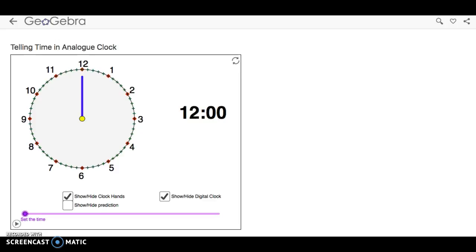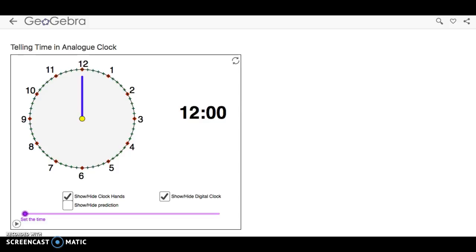Now, in the past, we learned that the big hand is the minute hand and that the small hand is the hour hand. If you remember learning about the different hands on the clock, please give me a thumbs up. Good job, boys and girls. I see that everyone has their thumbs up.